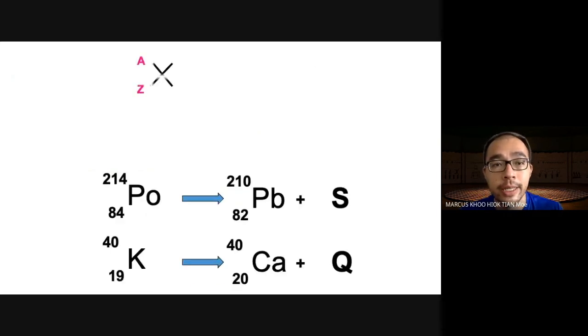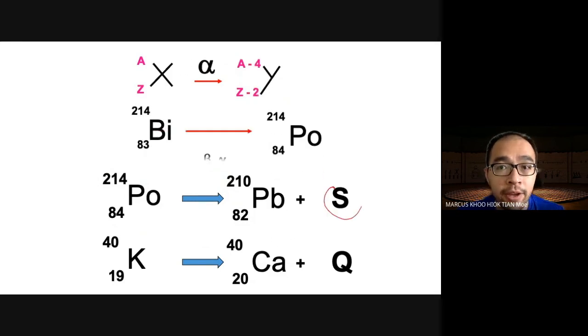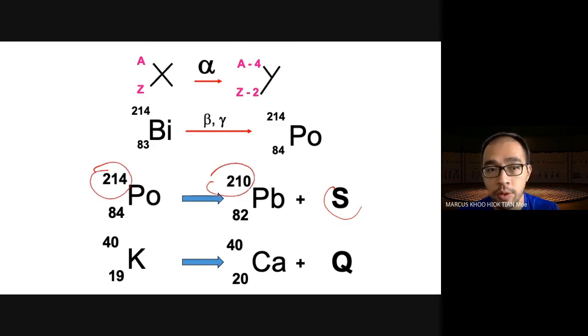Okay, so for example, in this case, polonium to plumbum plus S. You have to identify for me, what is the S? Is it an alpha particle? Is it a beta particle? Is it a gamma ray? Look at the nucleon numbers to help you. If the number reduces, then you know it is an alpha particle.